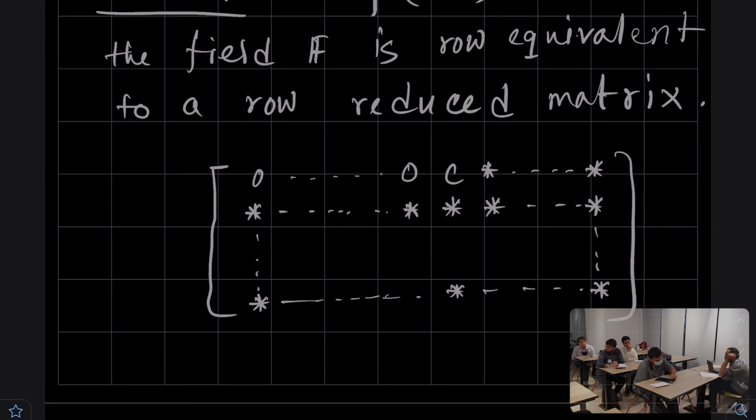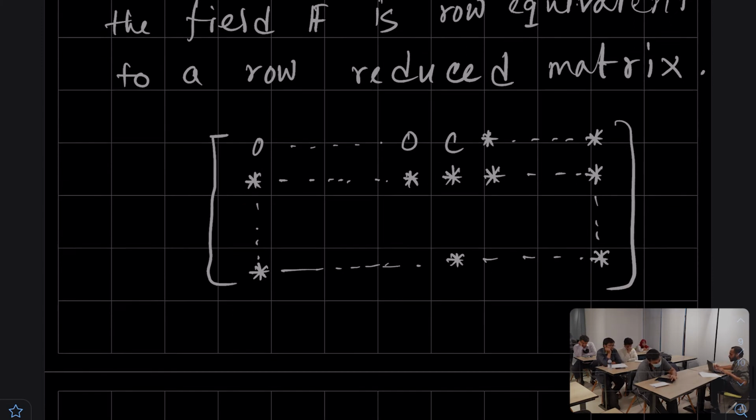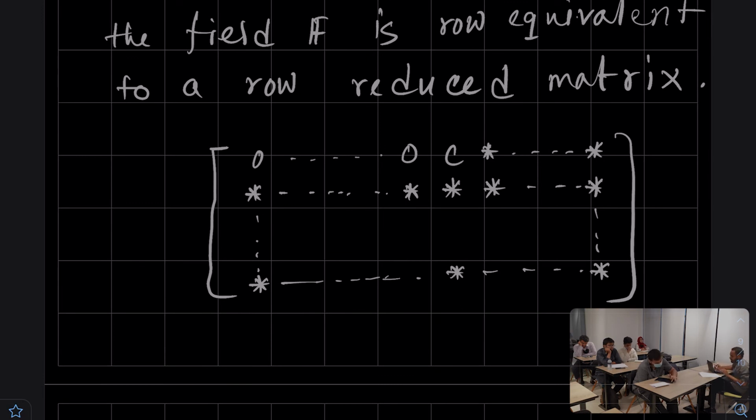A non-zero row means there will be at least one non-zero element, including the leading one. So it is possible that all the entries can be 0. That is called a zero row. So star cannot be, that's why I say for every non-zero row, including the leading one. So this is a general example.